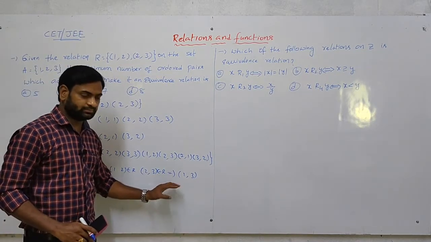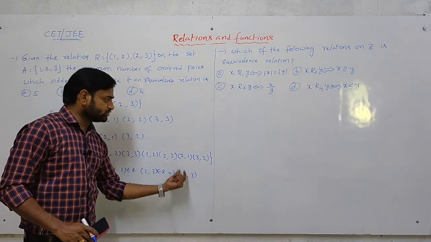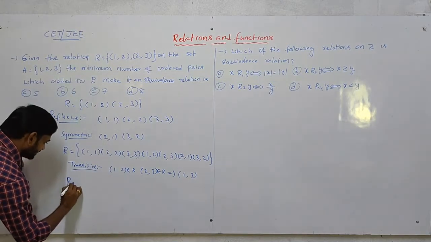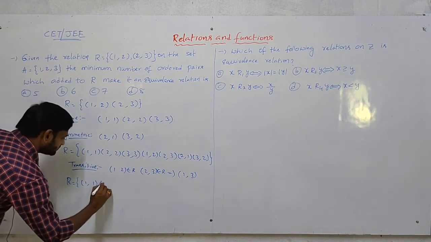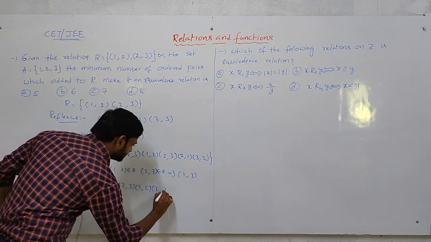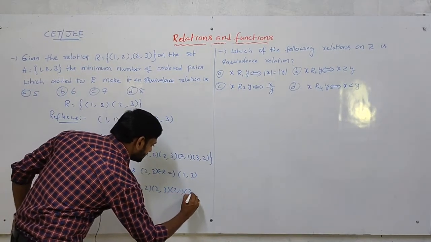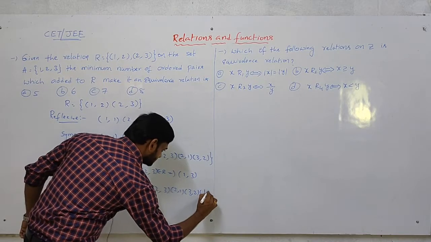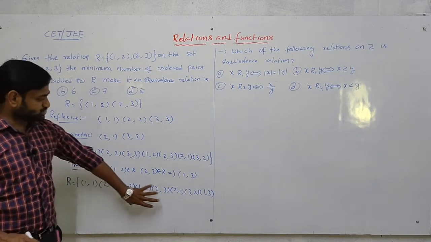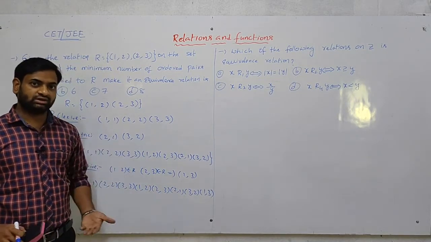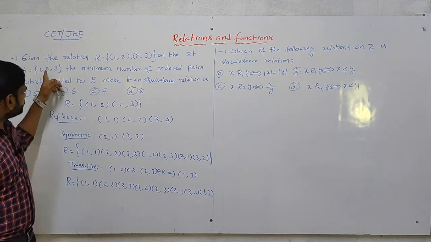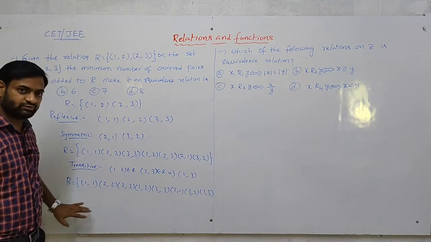So listen here carefully. Now I am adding a new ordered pair, that is (1, 3). See here, again R equals (1, 1), (2, 2), (3, 3), (1, 2), (2, 3), (2, 1), (3, 2), and I am adding this one, (1, 3). Now it is transitive here. Once again I am checking reflexive, symmetric, transitive. Is it reflexive? (1, 1), (2, 2), (3, 3), yes, they are there.